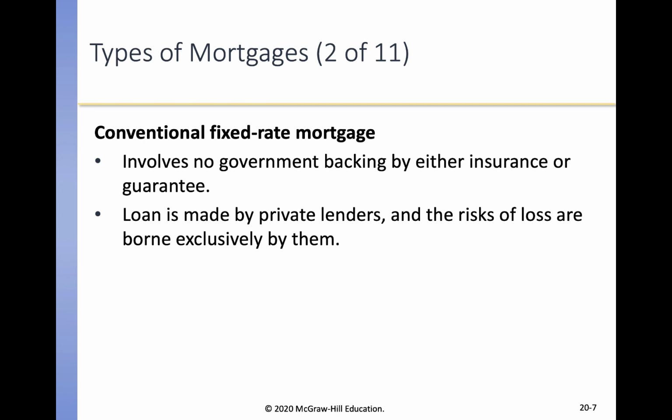The most common is the traditional conventional fixed rate mortgage. This one is not backed by the government, so it's just approved by a bank, and it's backed by their own underwriters and according to their terms. It involves no government backing by either insurance or guarantee. It's made by private lenders, and the risk of loss is borne exclusively by them.